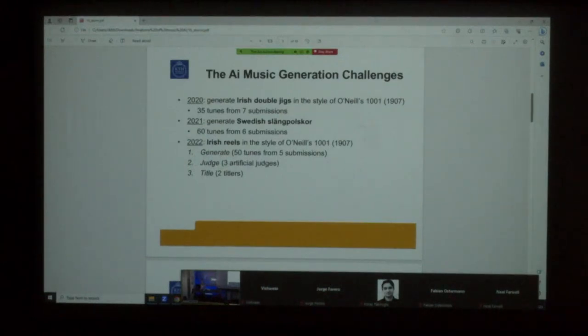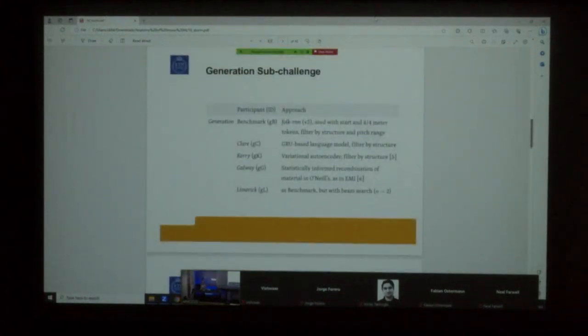One was to generate the most plausible reels. The second challenge was to generate the most accurate artificial judge. And the third challenge was to generate titles for tunes. We had five submissions to the generation challenge, three artificial judges, including two benchmarks, and two titlers. Actually, it's three titlers, and I'll talk about that in a second.